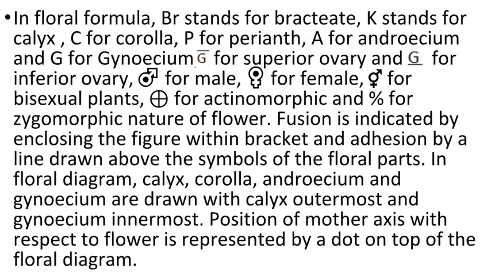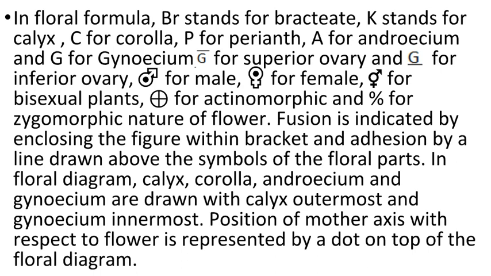In floral formula, Br stands for bracteate, K stands for calyx, C for corolla, P for perianth, A for androecium and G for gynoecium, G with dash above for superior ovary and G with dash below for inferior ovary, male symbol for male, female symbol for female, bisexual symbol for bisexual plants, plus inside a circle for actinomorphic and percentage symbol for zygomorphic nature of flower.